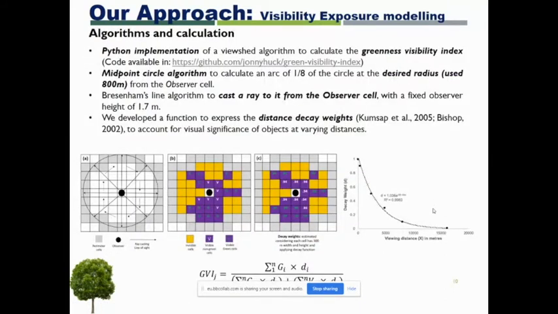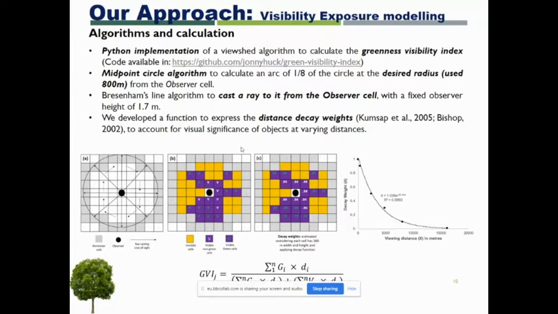So how do we implement this? This is the GIS part, which we did in Python. The Greenness Visibility Index code you can find on GitHub. I co-wrote this code with Dr. Jonny Huck. We used the midpoint circle algorithm to divide from observer points. We decide how far people should see, so we used an 800-meter viewing distance. This comes from the literature, on what the viewing distance should be for an urban environment. And then we used a raycasting algorithm for the line of sight, with a fixed observer height of 1.7 meters.